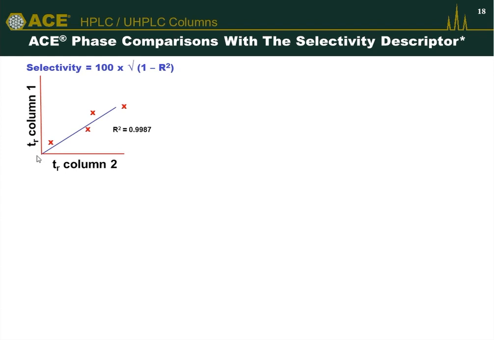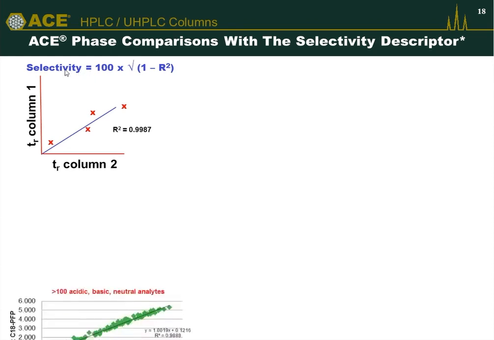Then you take that column off. You use the same method, the same eluents, the same samples, and you run the mixtures again on the second column, column 2, and you know the retention times. And what you do is simply plot the retention times on column 1 against the retention times on column 2, and you draw a regression line through the points. You get an R squared value, which you put into the equation here to determine your selectivity value.